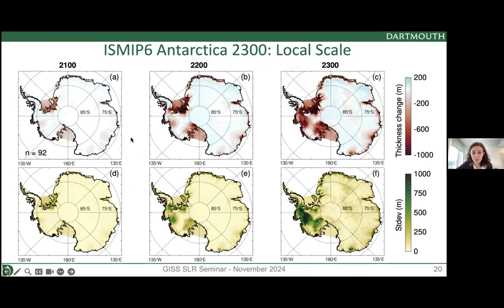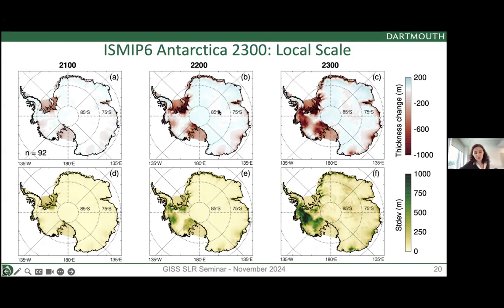That was just one particular example. Now we can look at all the results from all these ice flow models. Here, showing for 2100, 2200, and 2300, the change in ice thickness compared to the beginning of the experiment in 2015. We have on the top row the mean thickness change, and on the bottom row the standard deviation. So 2100, that's what we've seen before. The ice shelves are melting and thinning. In some places, there's some inland propagation of the thinning, not that much.